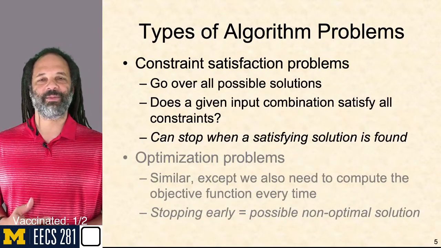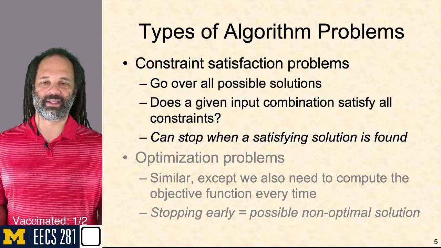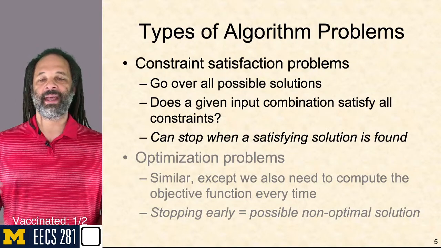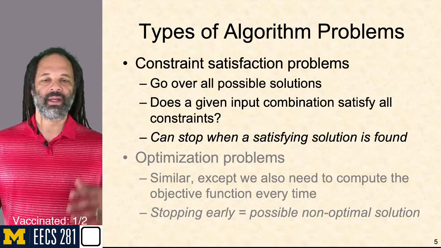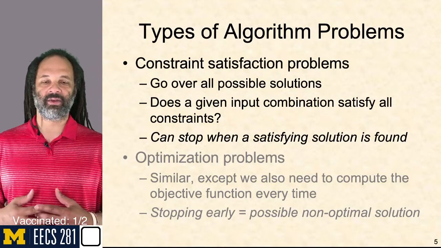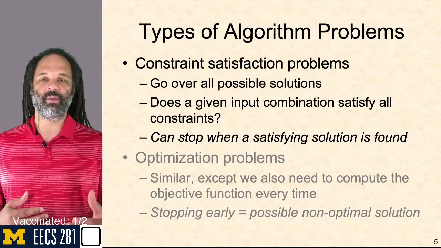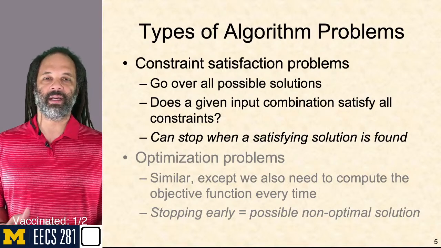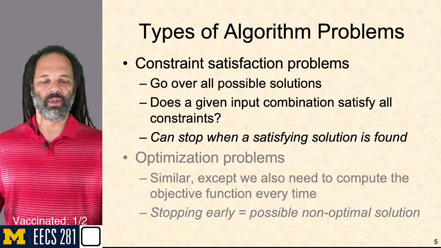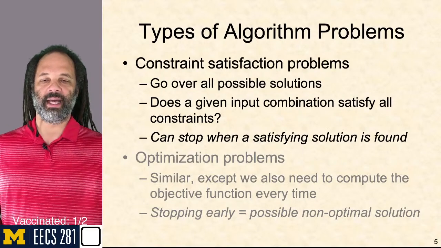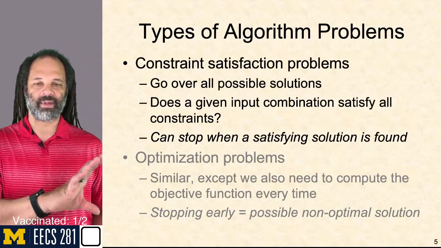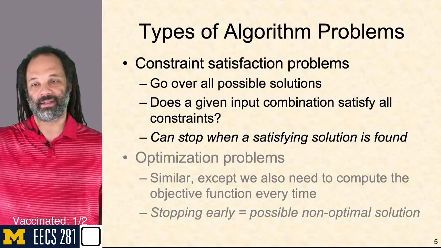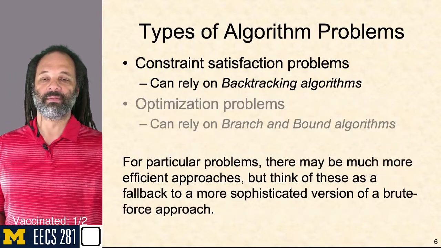Constraint satisfaction problems will go over all the possible solutions, and then check to see if that input combination satisfies all the constraints. Usually we can stop when we find a solution. Sometimes it's a little bit harder to write it in a way that it does that, but we'll have a chance to look at the general form and you'll see that. Down below you see we've got optimization grayed out. That's in the second half when we get to branch and bound.